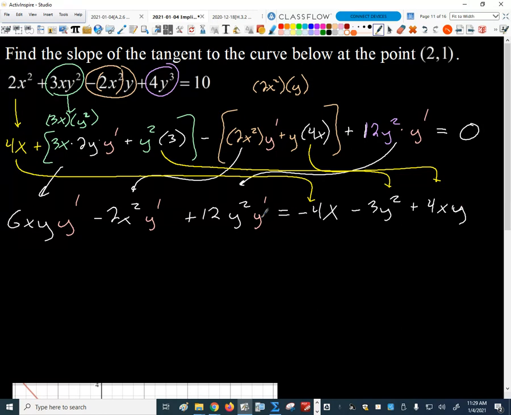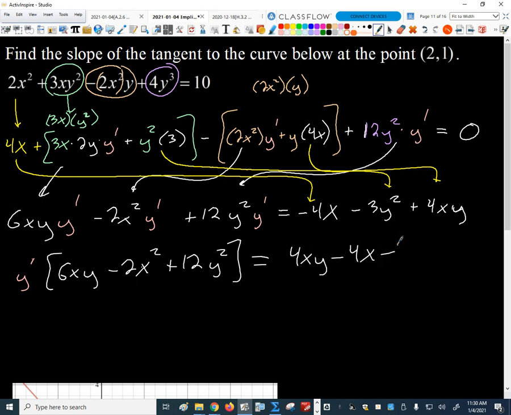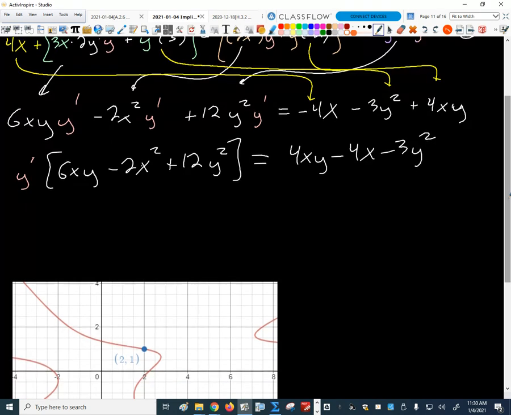Well, now to solve for y prime, wouldn't I just factor y prime out of this side? If I do that, if I factor out or undistribute a y prime, I'm just left with 6xy minus 2x squared plus 12y squared. And then I've already got all this stuff over here. Let's put the positive term first. So we just get 4xy minus 4x minus 3y squared. And then all I have to do is just divide each side through by this whole factor.